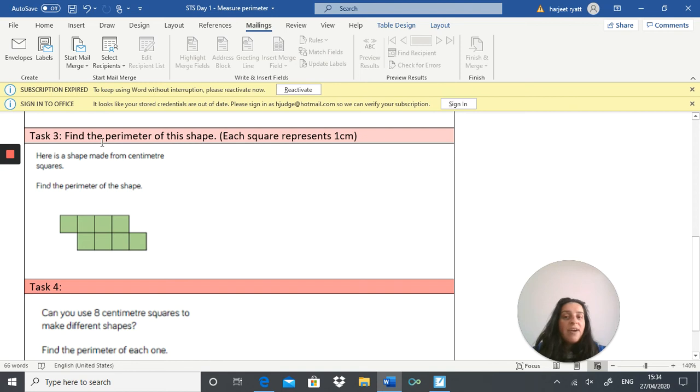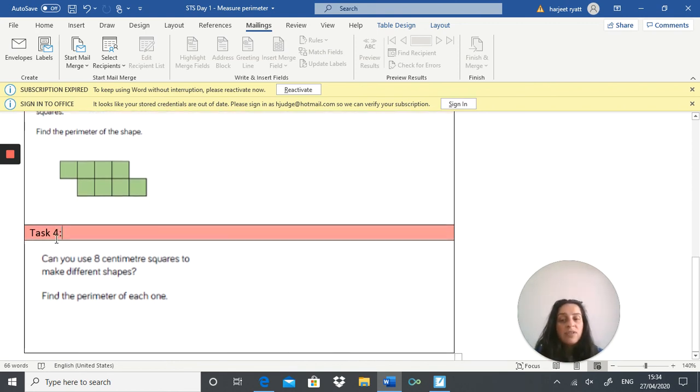Task 3 is find the perimeter of this shape. Each square represents 1 centimeter. So here we have 1, 2, 3, 4, 5, 6, 7, 8 squares. Now, what this means is that from here to here, the length is 1 centimeter. So each side of each square is 1 centimeter. And that should enable you to work out what the perimeter of the shape is.